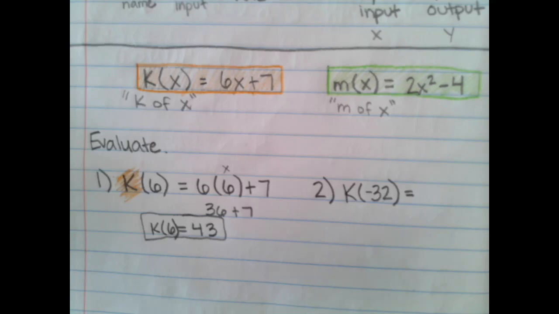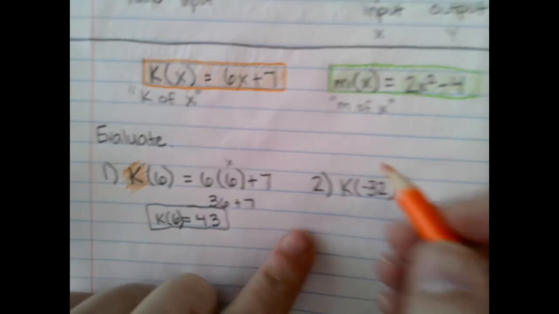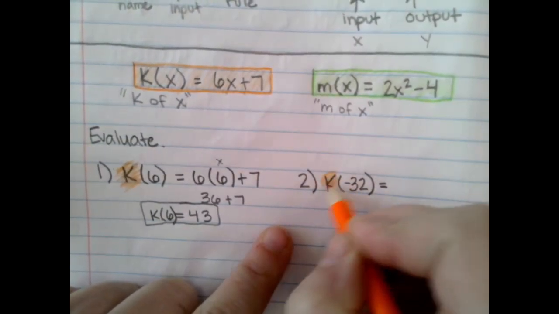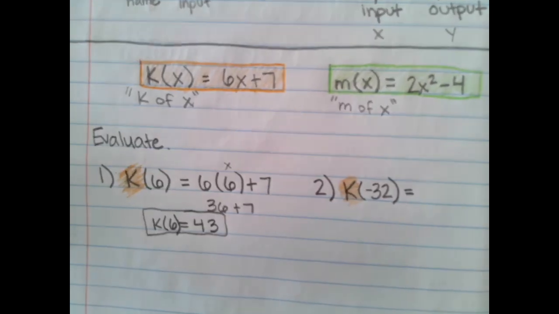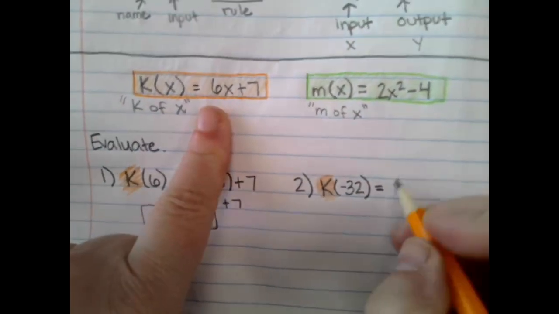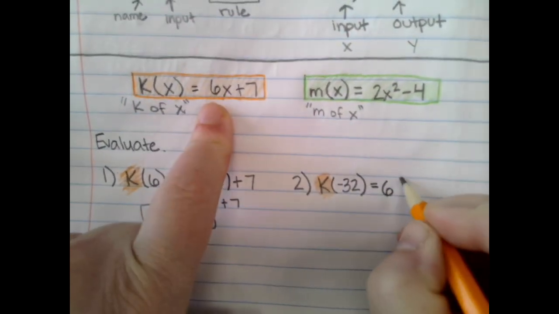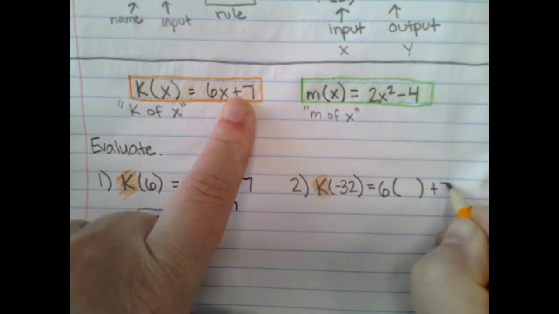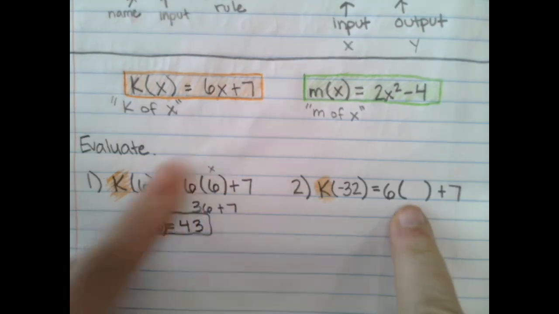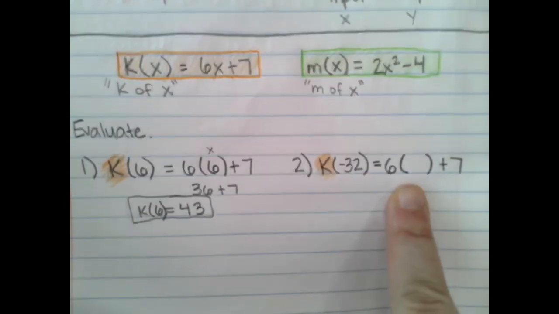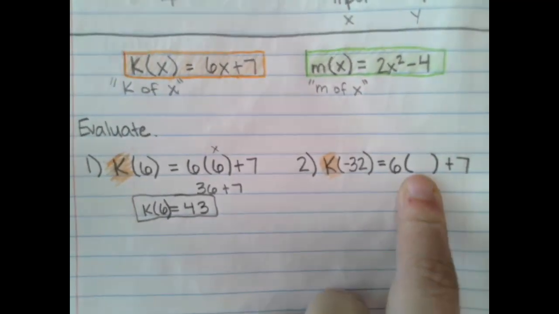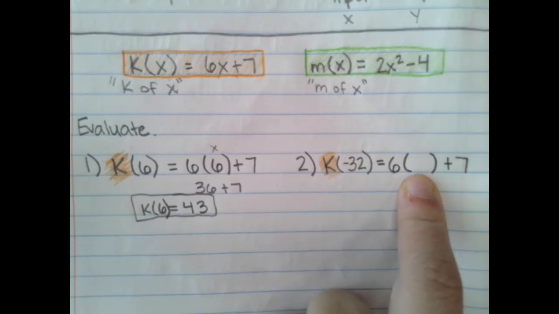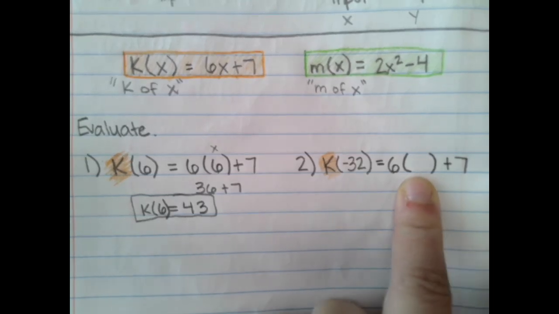So first step we need to do is decide which function are we putting it into, k or m. K, how did you know? It literally tells you k. Beautiful. So we're taking k. I like to personally write it as 6, and then instead of x, use parentheses, plus 7. And we're putting in a new number in for that x. What are we putting in for that x? Negative 32.